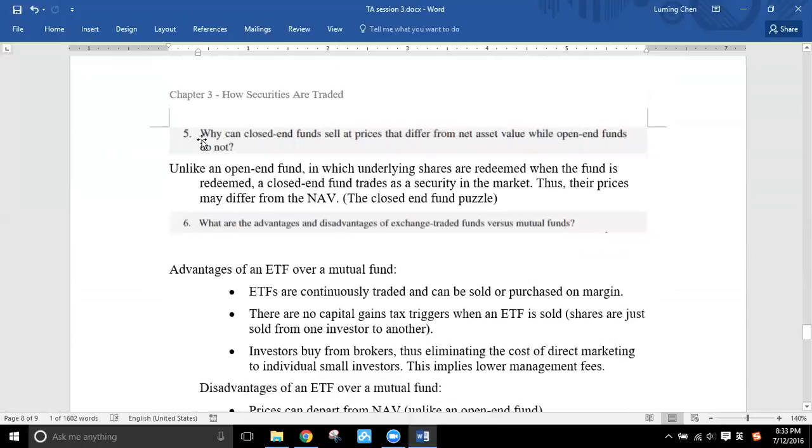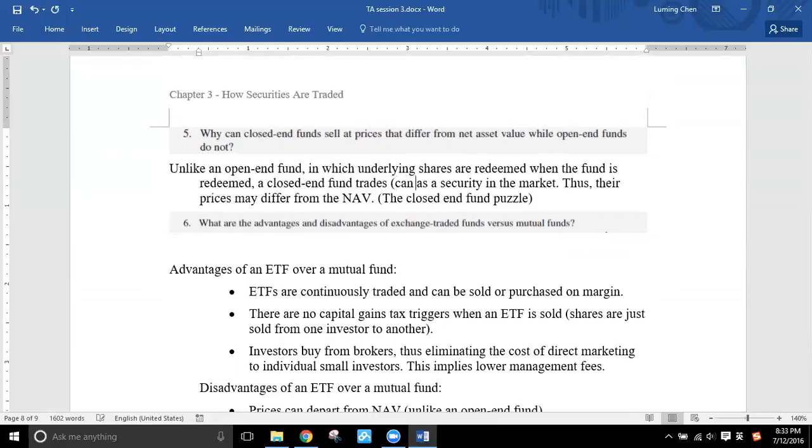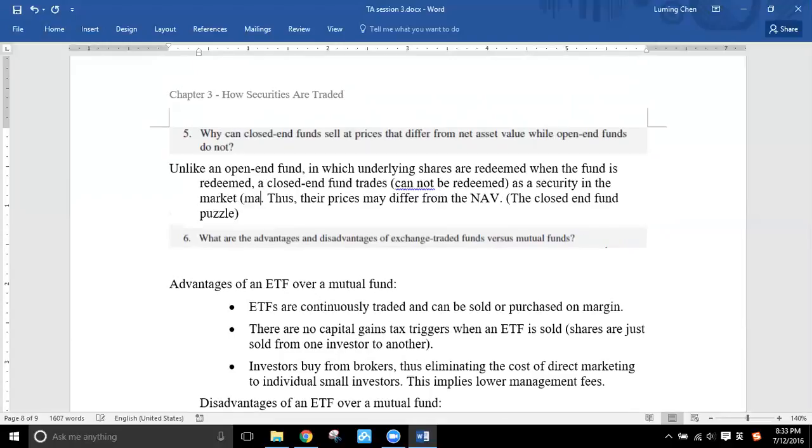Number 5, why can closed-end funds sell at prices that differ from net asset value while open-end funds do not? This is called the closed-end fund puzzle. Unlike the open-end fund, in which underlying shares are redeemed when the fund is redeemed, a closed-end fund trades; it cannot be redeemed. As a security in the market, the price will depend on market demand and supply. So their prices may differ from the net asset value, which we call the closed-end fund puzzle. And many traders will use this trick to arbitrage.